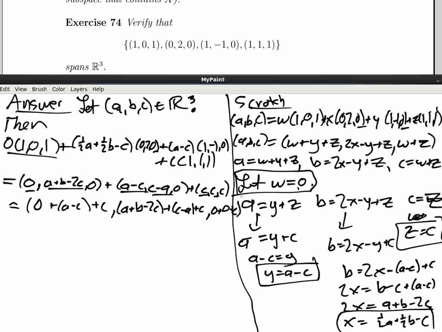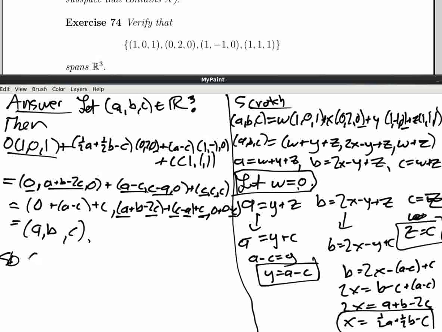So I'm liking the way the last one looks. What do I get? I get 0 plus, a minus c plus c just gives me a. That's good because I want it to be a. I want the next one to be b. I get a minus a. I get -2c plus c plus c, so that just leaves me with b, and I'm just left with c right there.